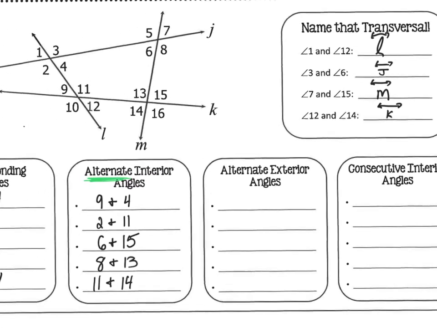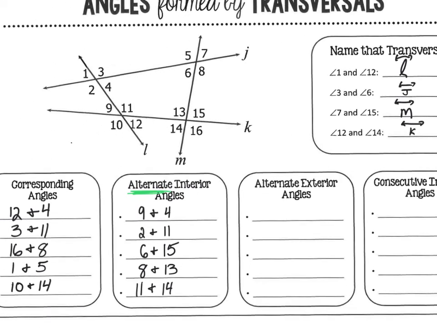Alternate exterior angles. So now we look at it the opposite way. We want the outside numbers. So if we're looking at this line J, what two lines touch J? What two lines touch J? You have L and you have M.